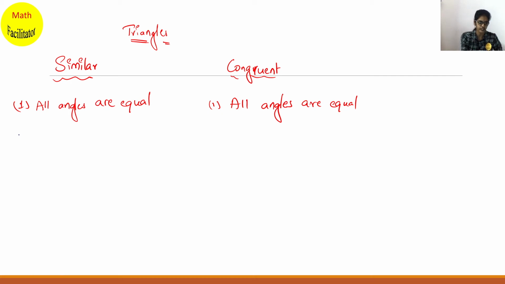I'll change the color and tell you. Second point is, if two triangles are similar, the sides are in proportion. Okay, sides are in proportion. What is the meaning of sides are in proportion?